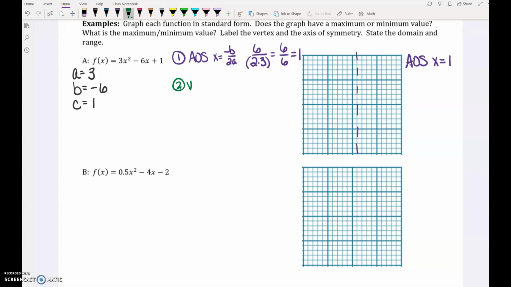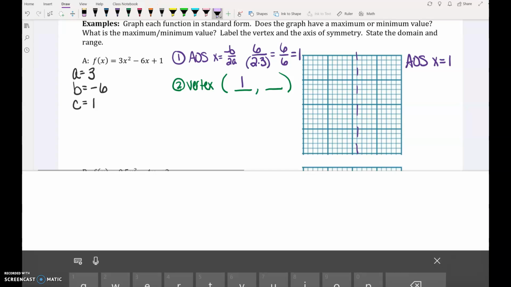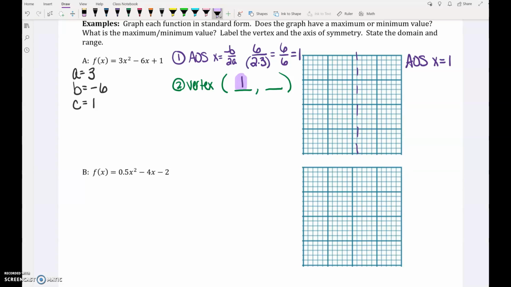Our next step is to find our vertex. Our vertex exists on that line. So our vertex, we already know that the first part of it is 1, because that's the axis of symmetry. If we know that the first part of our vertex is 1, how do we find the y value of our vertex? We need to plug it in. So I know that my vertex, the first part is 1. I need to plug that in there and there.